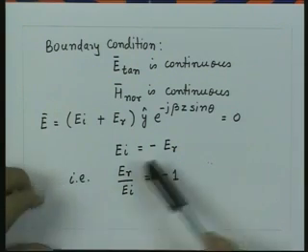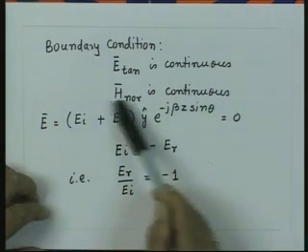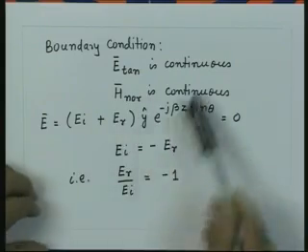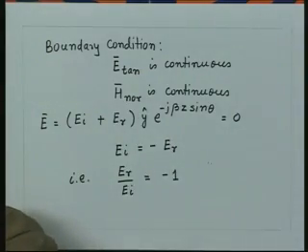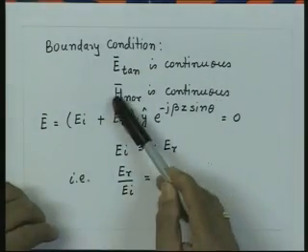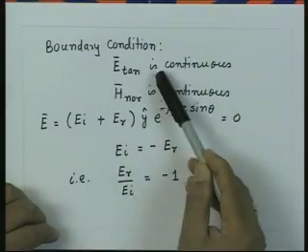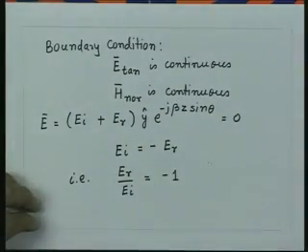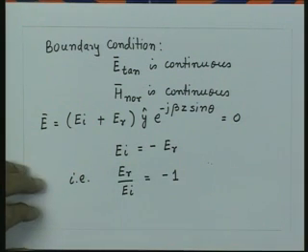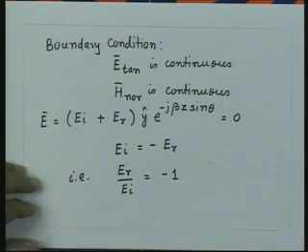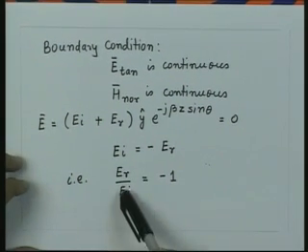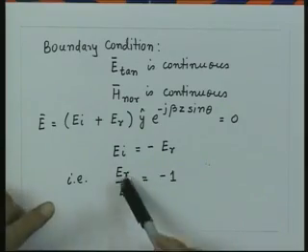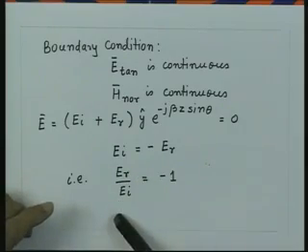In fact, the same condition I can get if I apply the continuity of the normal component of the magnetic field. So, I do not have to really use this boundary condition. Just by using the tangential component of electric field continuity, I can find out the reflection coefficient for the electric fields. So, in this case, the electric field reflection coefficient is always equal to minus 1.